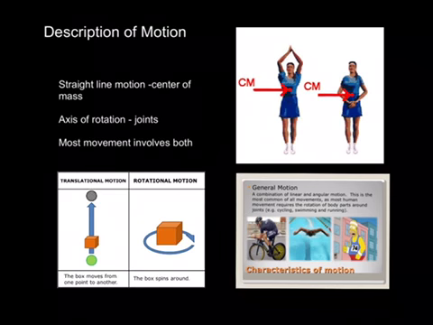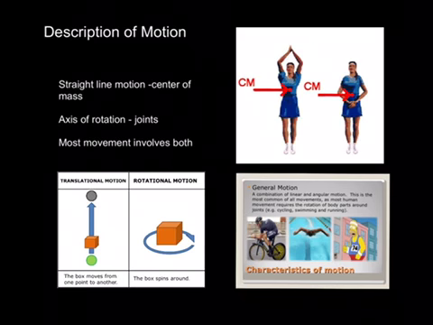Then we have rotational motion, where we're moving around an axis. So in our body, we use our joints to do this. If I'm doing a bicep curl, my elbow joint would be an axis of rotation.